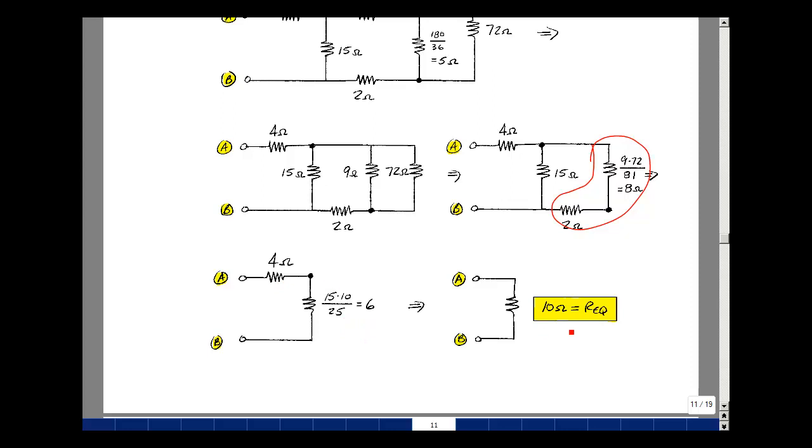That's in series with 4, and so we get 10 ohms for our equivalent. And this is supplemental problem 210.